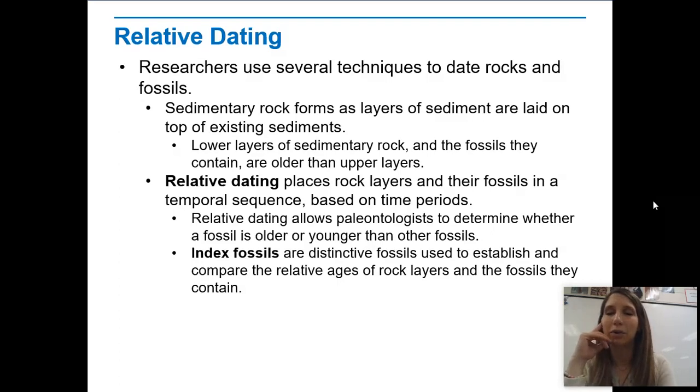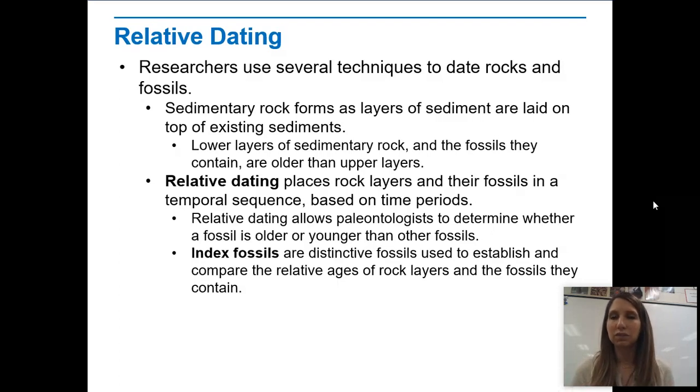So when we do relative dating, our goal is to place rock layers and fossils in a temporal sequence. And temporal, remember, refers to timing. So it's based on time periods, all right? And it's an estimate based on what other fossils we find in similar layers of rock, in similar positions, similar locations, or even in different parts of the world. And when we think about it in that context, we can use these things called index fossils to help us establish and compare other fossils in other parts.